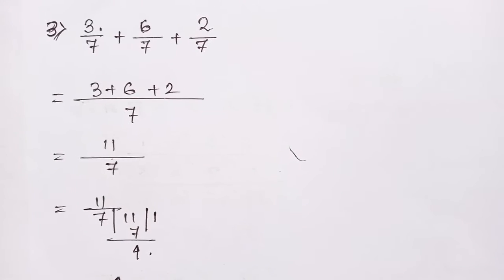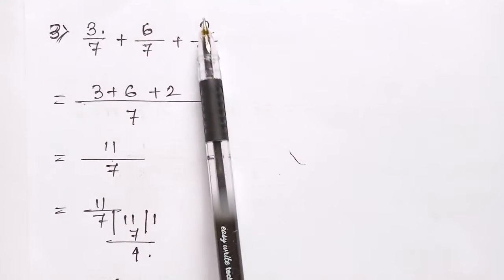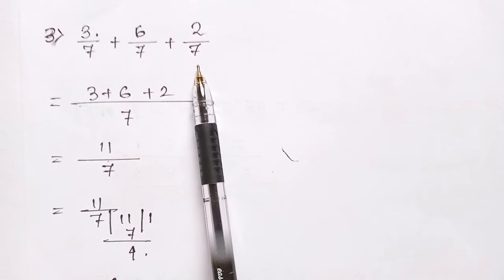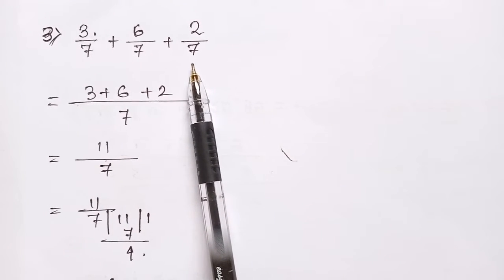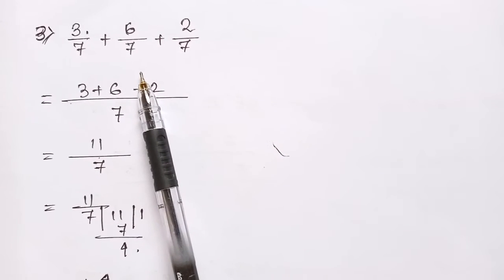Now come to example number 3: 3 by 7 plus 6 by 7 plus 2 by 7. As you can see, all the denominators are the same, so we don't need to find the LCM. We can directly do the addition by simply adding the numerators.